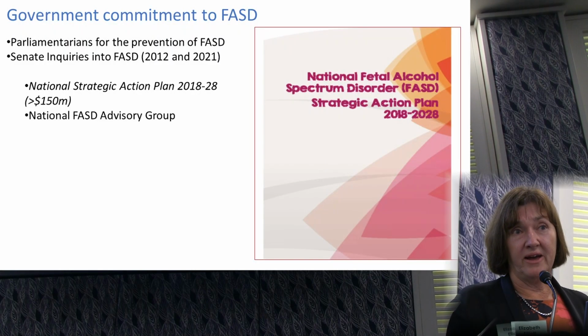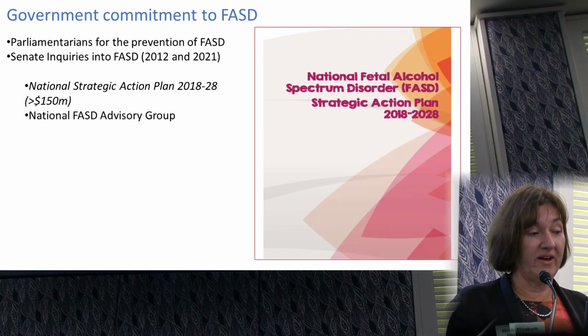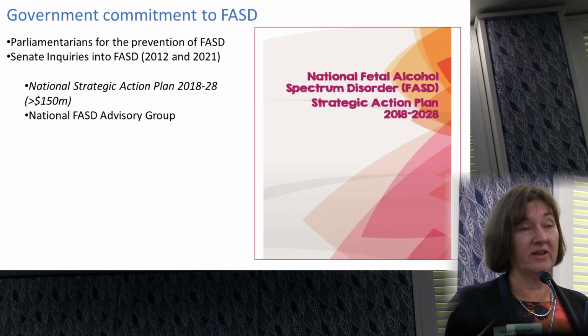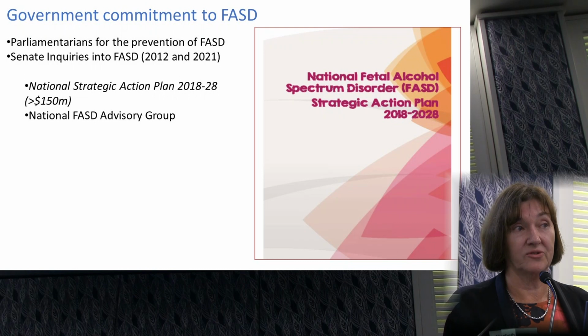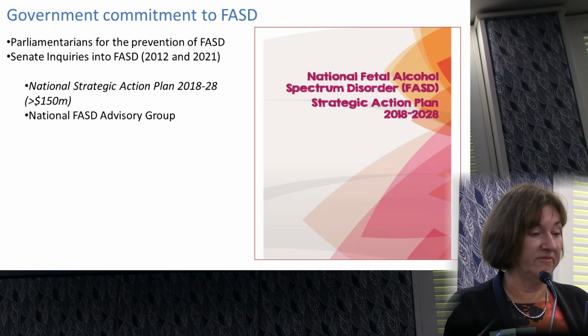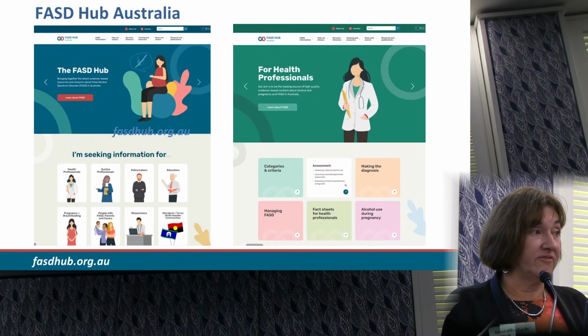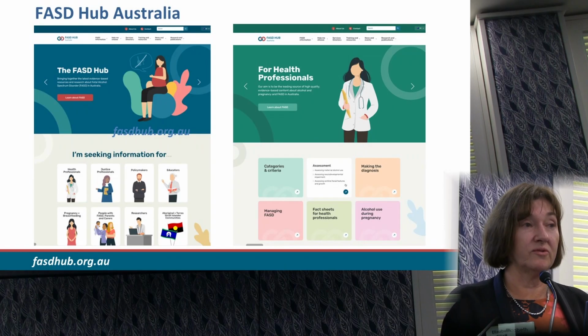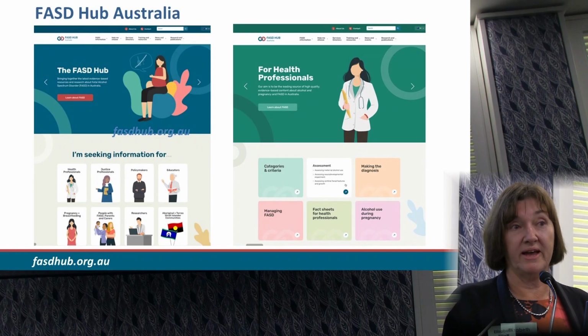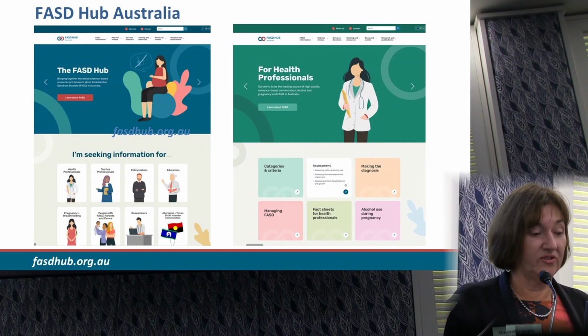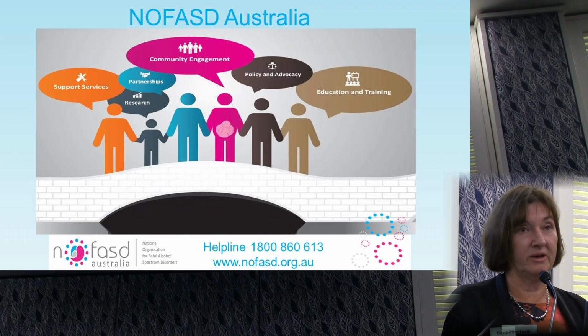Now, our government has made a big commitment to FASD. We've had 2 national inquiries, and we were the first country to have a national strategic action plan, which is being implemented at the moment and being evaluated. So that's a good start. We have funding for the FASD Hub Australia, which is a resource for health professionals, policymakers and researchers, and I'd urge you to have a look at that and give us feedback if there's anything that needs to be improved.